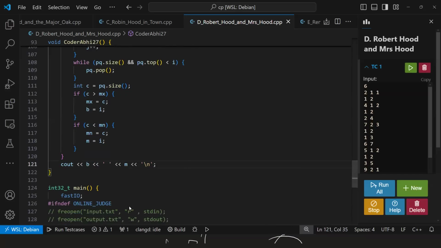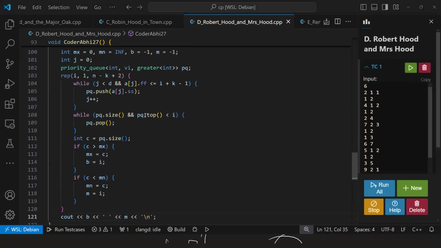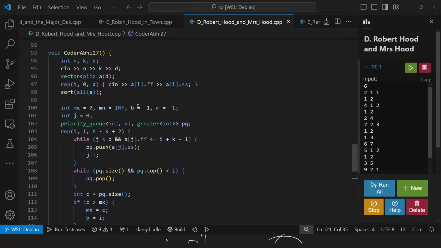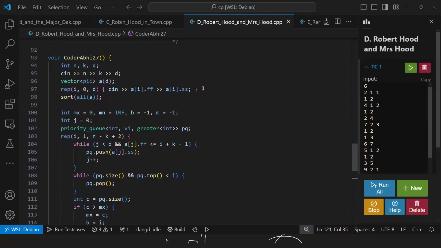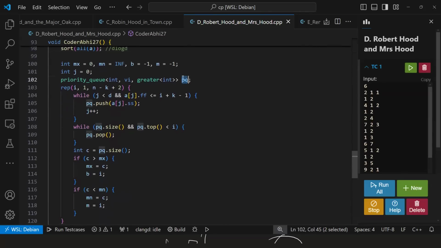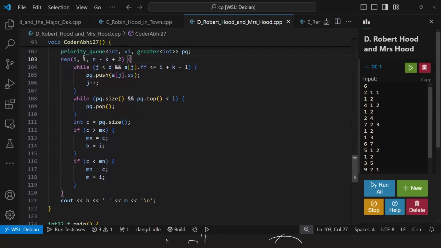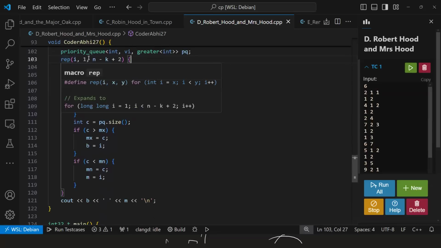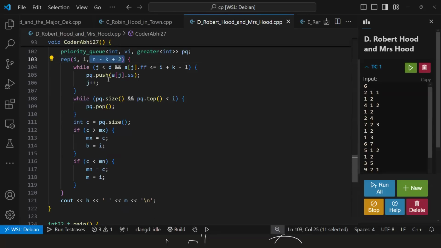Okay, I hope the code is also clear. Let's look at its time complexity. This input thing is taking O of d time. This sorting, this array is of size d, so it would take d log d time. After this, I'm initializing my priority queue. And now this loop is running n minus k times.